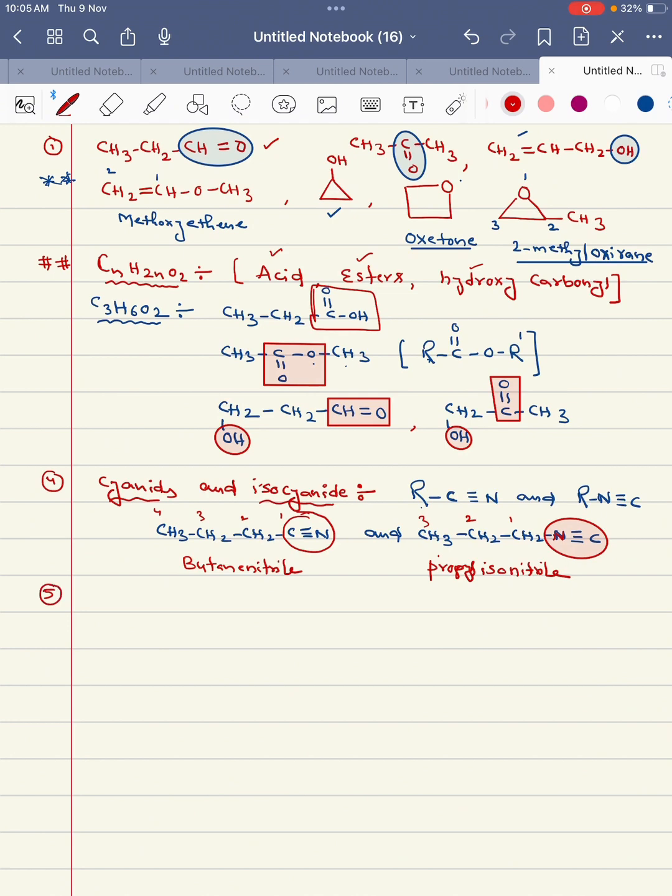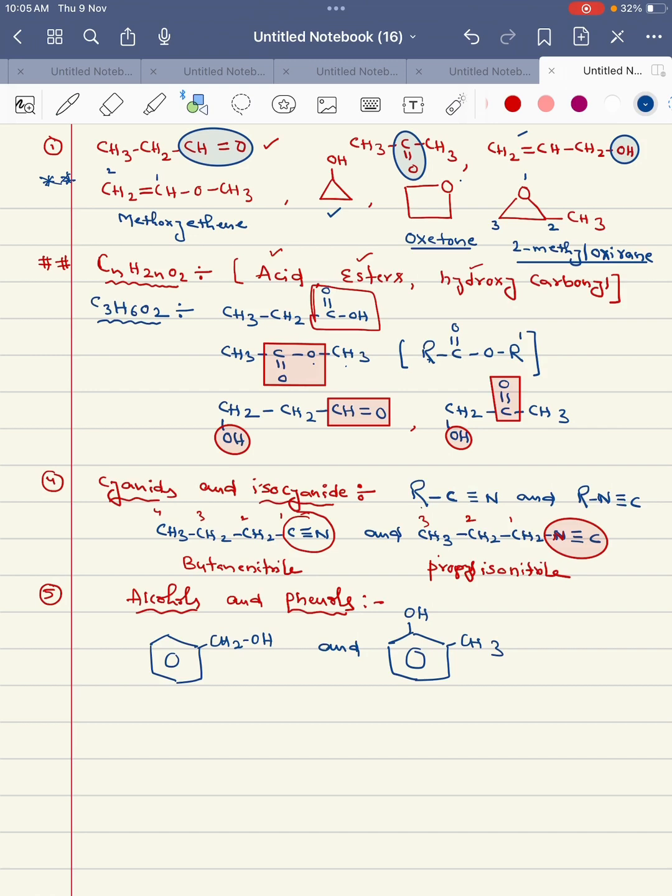Next, we'll move on to the fifth one, alcohols and phenols. Alcohols and phenols are functional isomers of each other. See that? Now here I am going to attach the CH2, OH. Now see that difference you notice. Here the OH group is attached, and here the CH2 group is attached.